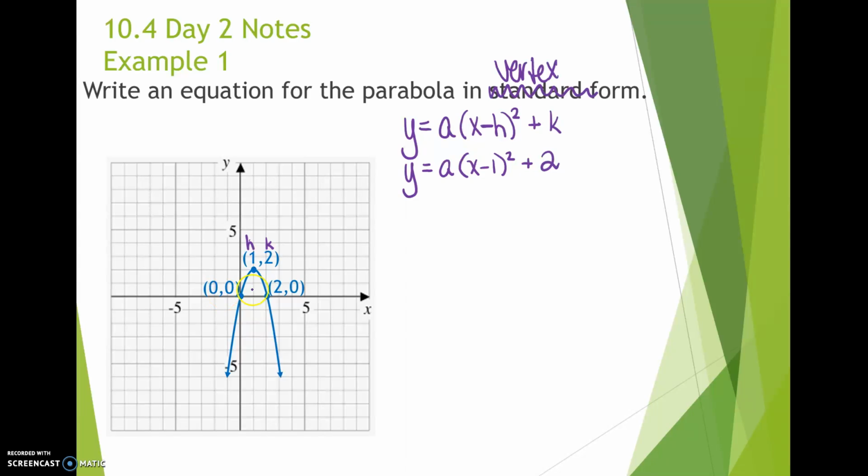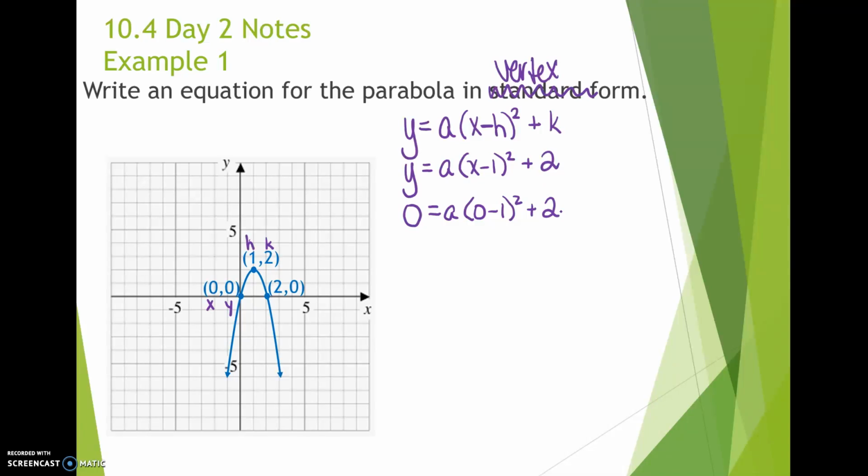The next step is to pick another point on the parabola. Do you want to use (0, 0), or do you want to use (2, 0)? (2, 0)? Let's make it difficult. (0, 0). I think Philip's the only person who wants to use (2, 0). It's no, so you might as well make it difficult. We're going to use (0, 0). So x is 0, y is 0. Put 0 in for y. Put 0 in for x.